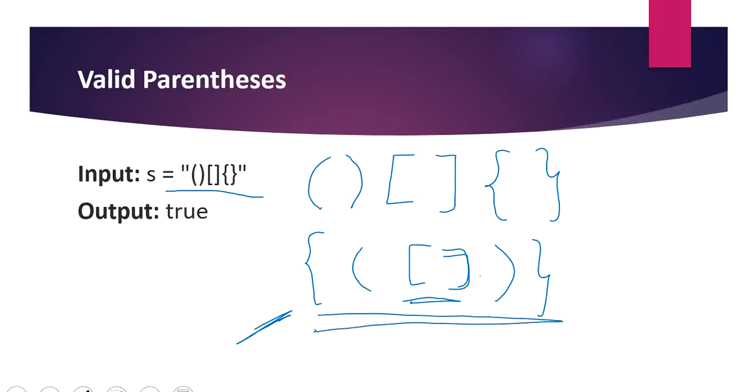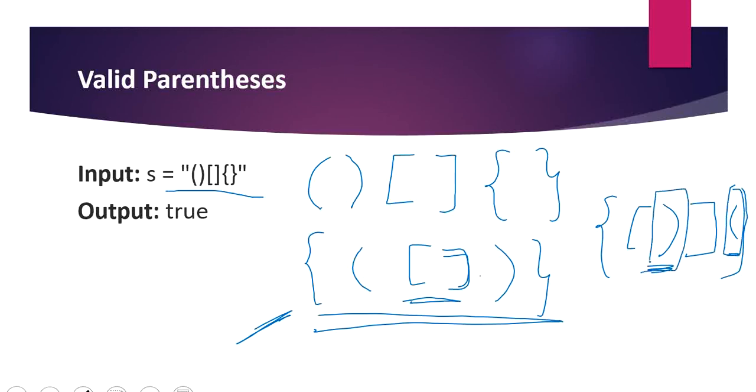in order. So let me show an example of an invalid parenthesis: a curly brace, a square bracket, a round bracket, and okay, now if you see here, the round bracket and the other closing round bracket are not in order. First the opening bracket should come, then the closing bracket should come. So this is how we are going to evaluate whether our string is a valid parenthesis or not.